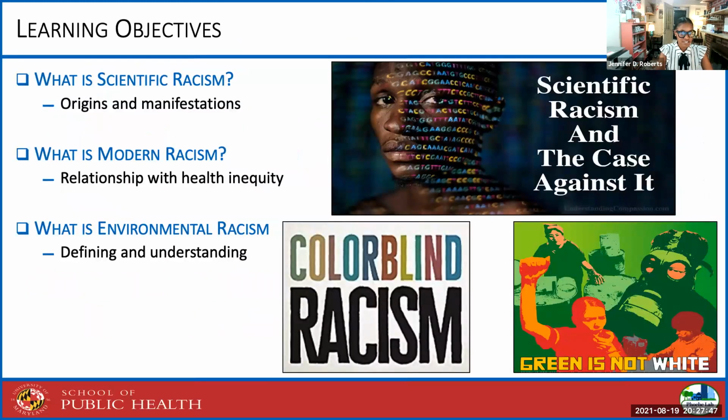For this presentation, there are three main learning objectives. Before we can really understand the many sides of environmental racism, we need to examine the origins. In so doing, we will answer the question of what is scientific racism? Second, we will look at modern racism and its relationship with health inequity. Finally, we will end by defining environmental racism and hopefully obtaining an understanding in context to these other forms of racism.